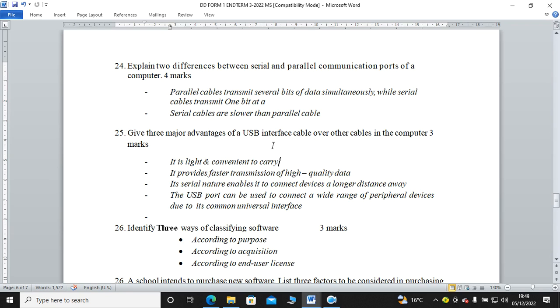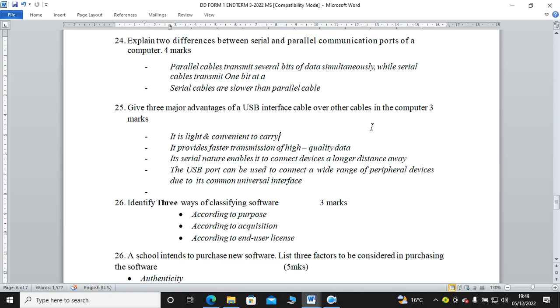Question number 5. Give 3 major advantages of a USB interface cable over other cables. Number 1, you agree with me that a USB cable can connect so many gadgets. So they can be used to connect a wide range of peripheral devices. You can use the same port to connect a camera, mouse, keyboard, flash disk, etc. Its serial nature enables it to connect devices at a longer distance.